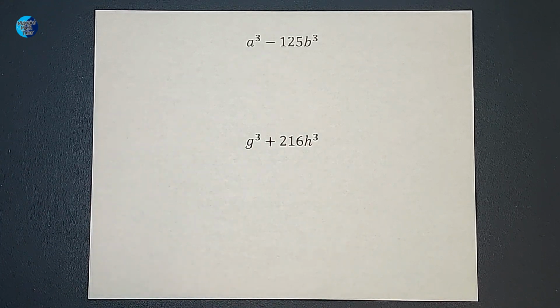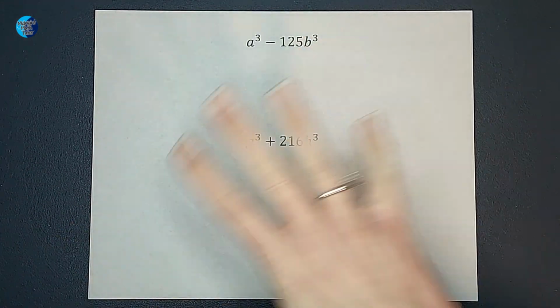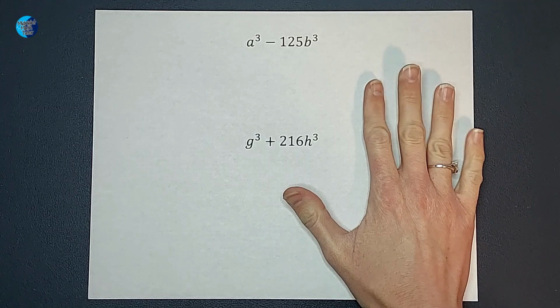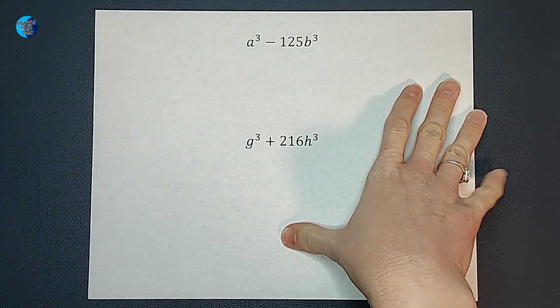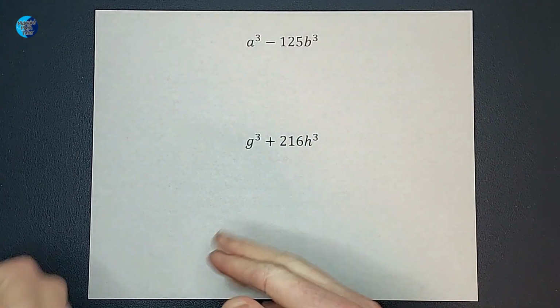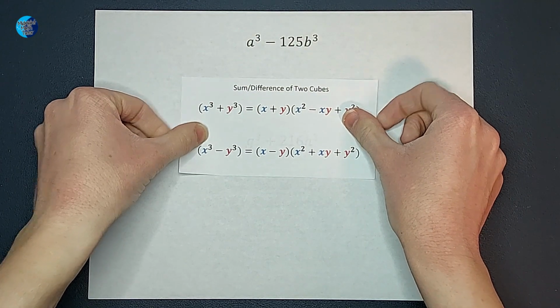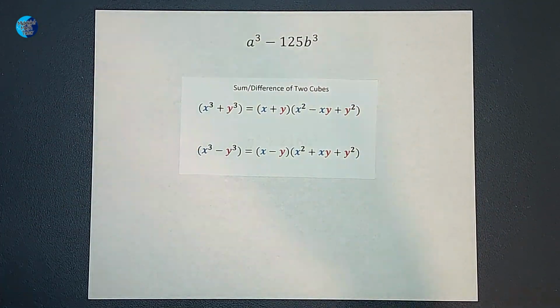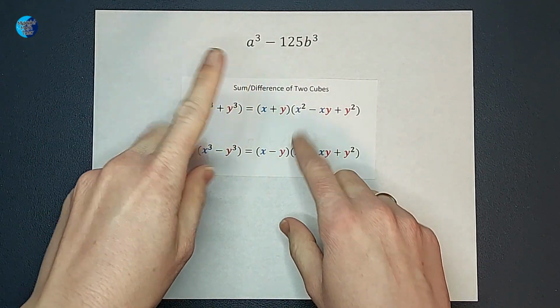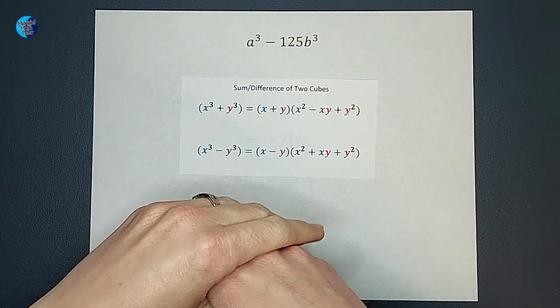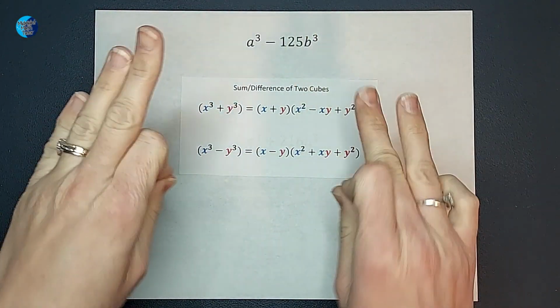Hey guys, we are factoring today, and there are a bunch of ways to factor. You've probably been learning them. But in this video, we are looking at a specific type of factoring, and it is called the sum or difference of two cubes. We can use this strategy when we notice we have two terms being either added or subtracted together, and they are both perfect cubes.